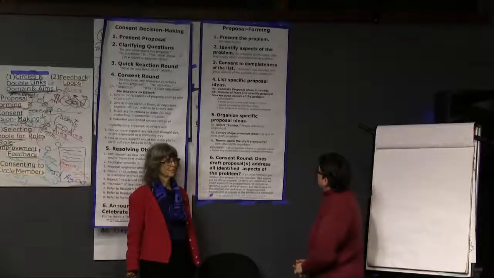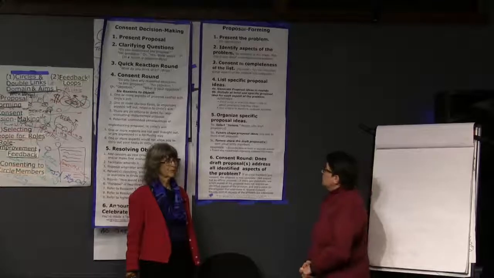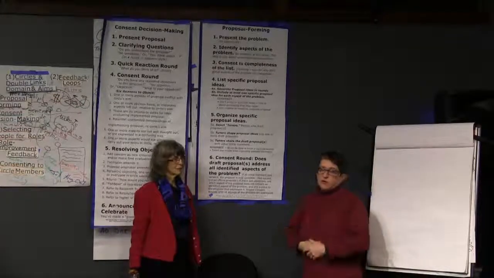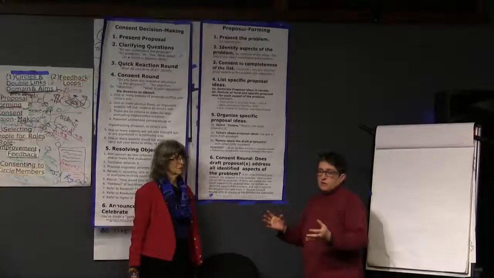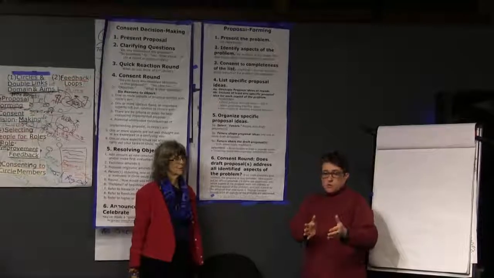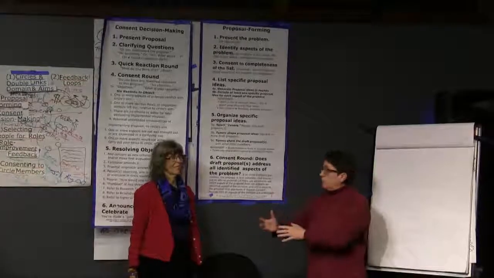And then in 4B, that's what we're doing in that second part, we're making sure that we have one specific proposal idea for each aspect that we've identified, so that the proposal we know is going to be complete in terms of both the scope of the problem that we've defined and the proposed solutions.